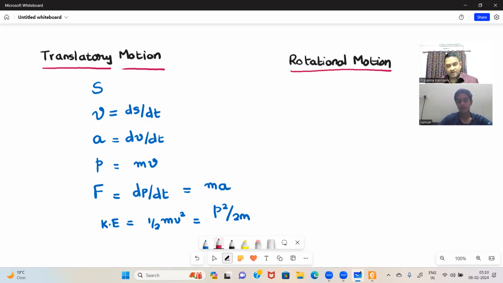Yes, sir. Okay. Now, just how you have these parameters like displacement, velocity, acceleration, momentum, force, kinetic energy, all this in translatory motion, similar quantities are there in rotational motion, which are very important. See, in rotational motion, we are not very much concerned about linear displacement. Why? Let me explain to you.